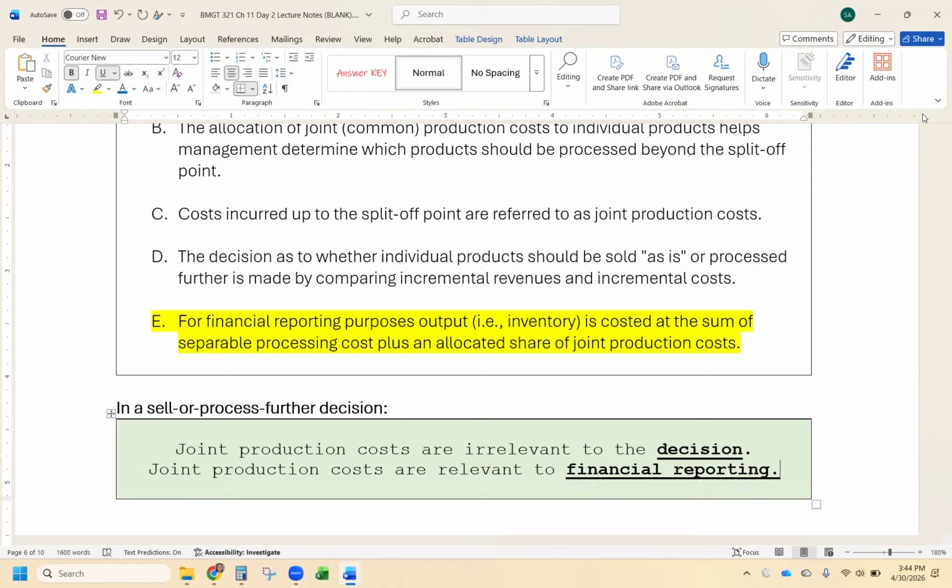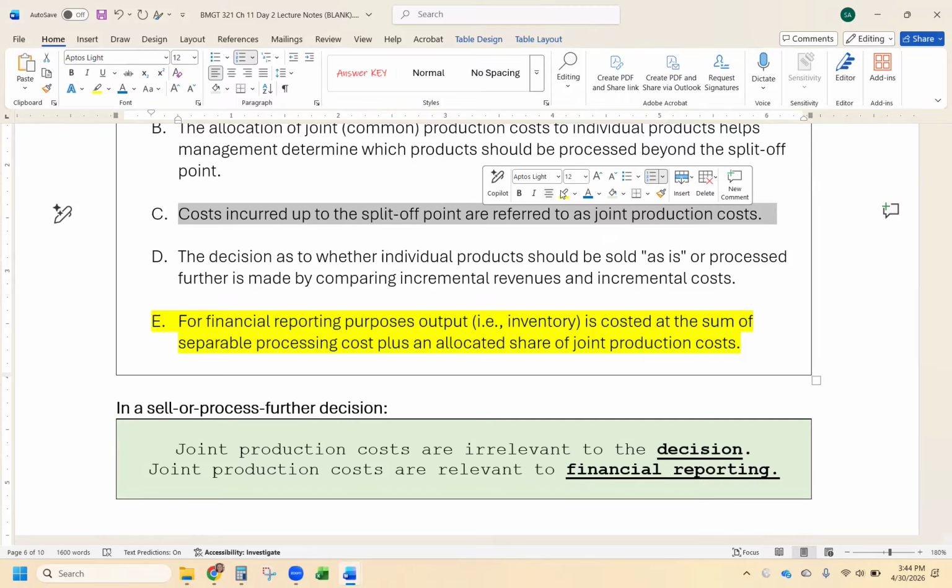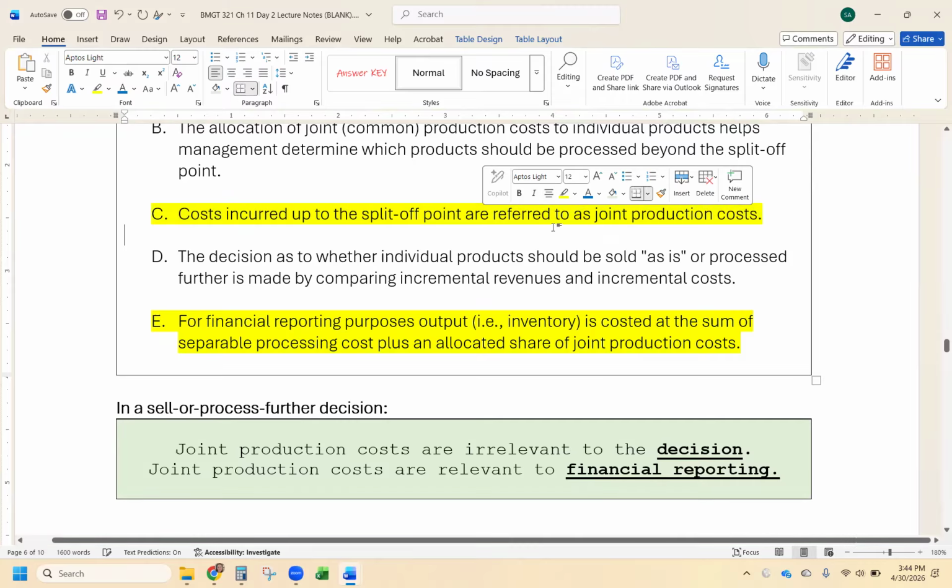All right. How about C? Costs incurred up to the split off point are joint production costs. Thumbs up, thumbs down. Okay, yes, true. That is true. And that is what we call them. And then the decision as to whether individual products should be sold as is or processed further is made by comparing incremental revenues and incremental costs. Yes, thumbs up. Yes, that is also true.